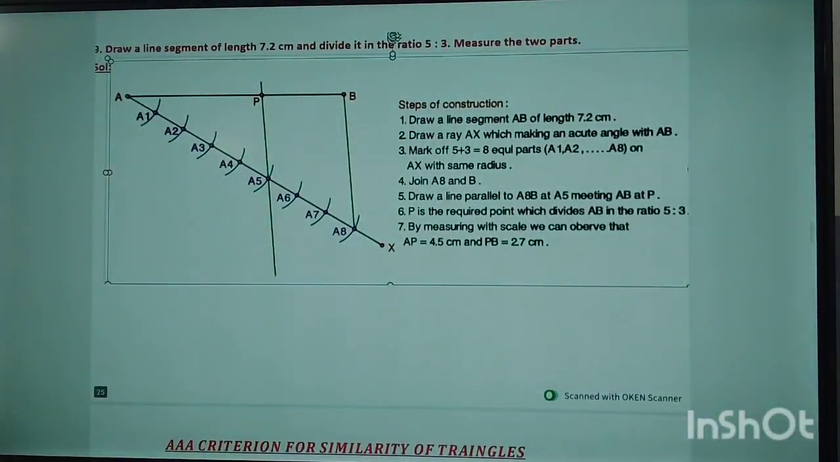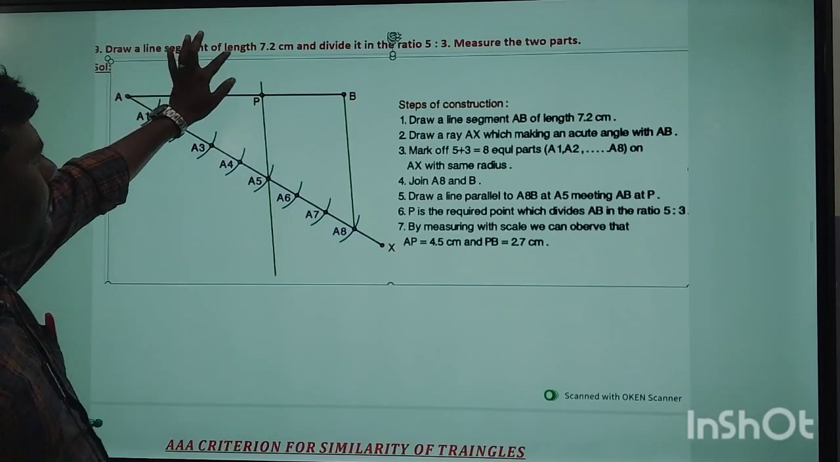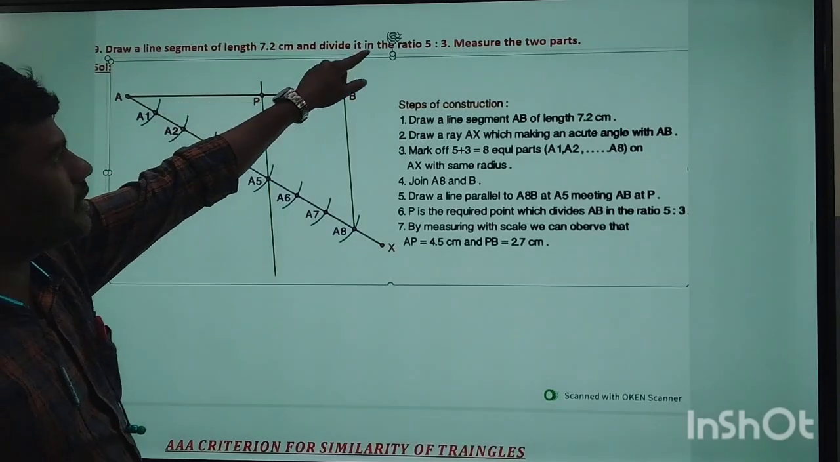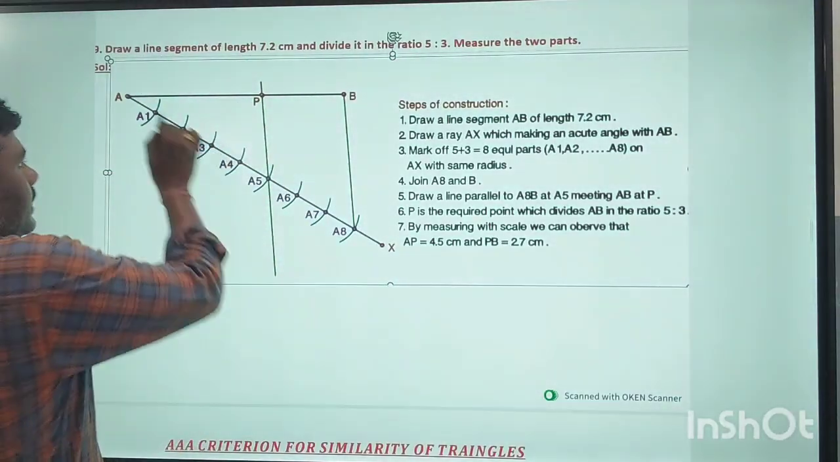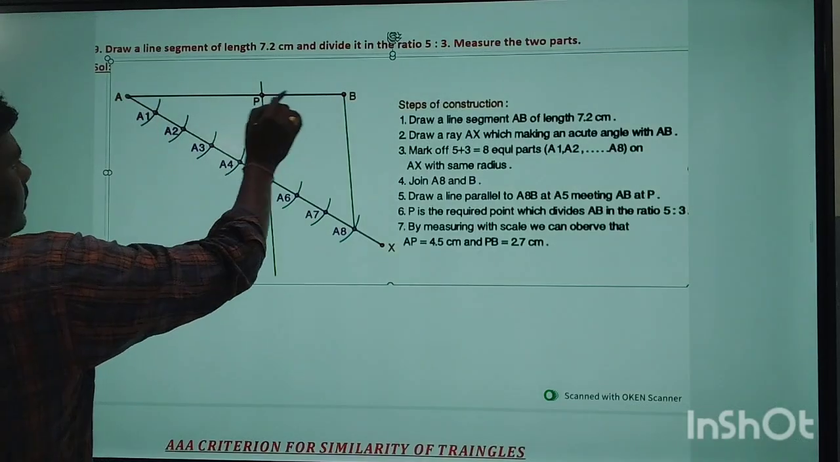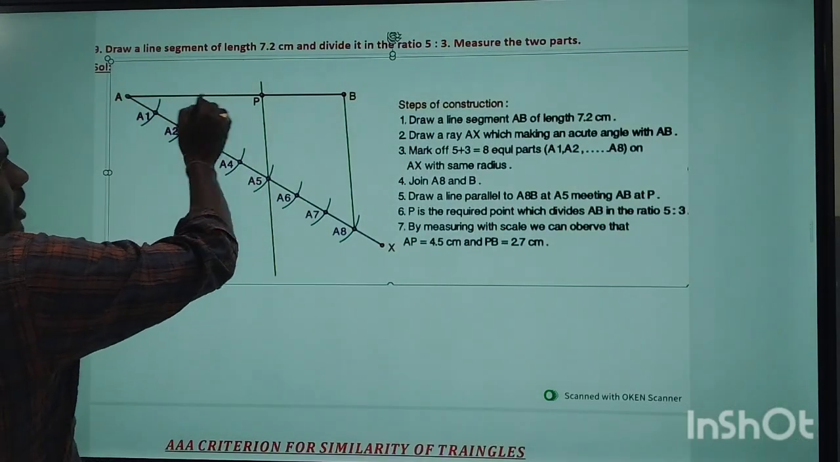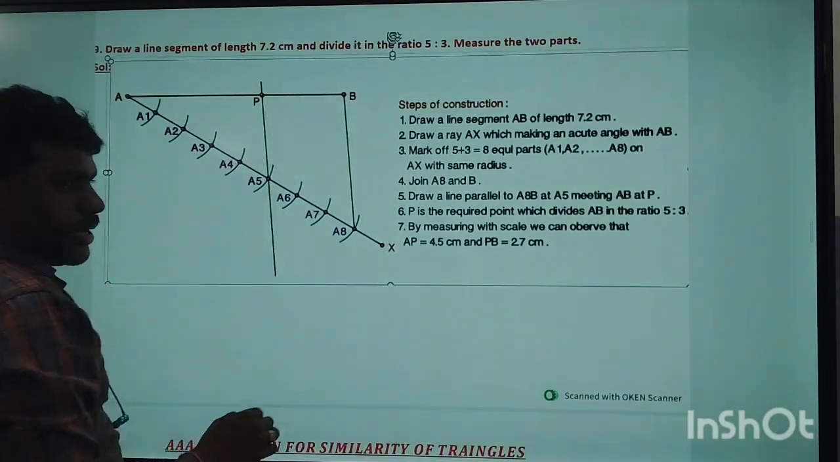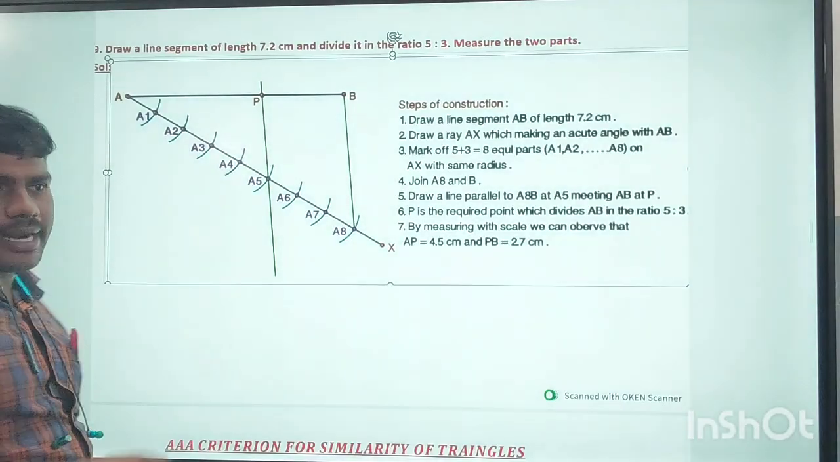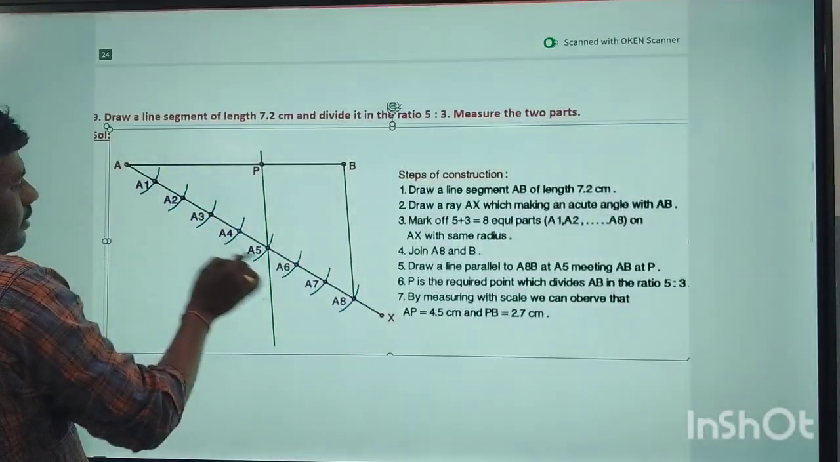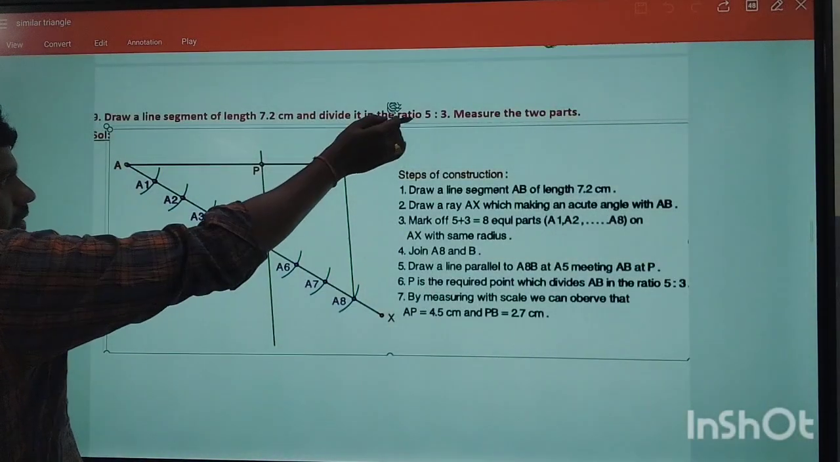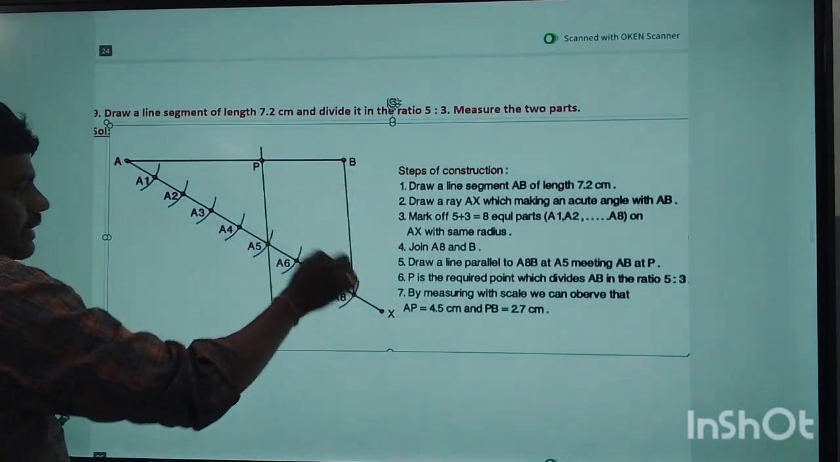Next, one more 2 marks question. Draw a line segment of 7.2 centimeters and divide it in the ratio 5:3. So how much is this line? This line is 7.2. Ratio 5:3 means how many parts? 8 parts. So 1, 2, 3, 4, 5, 6, 7, 8. So 5:3 means 5 parts and 3 parts.